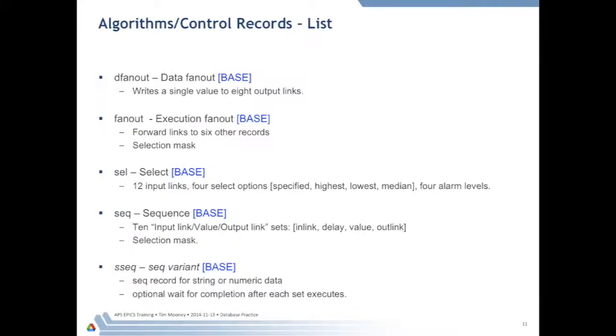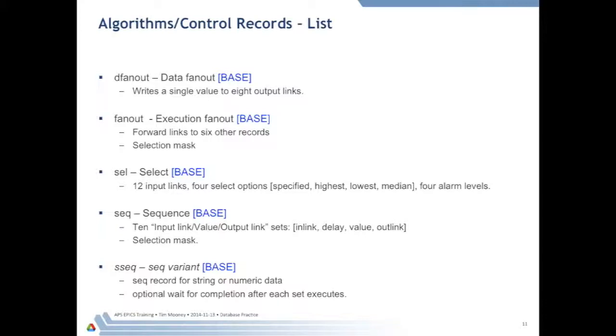A D fan out, the purpose of this record is to take a single double precision value and write it to many fields, to many other PVs. And the fan out is similar, but all it does is execute. I don't use the fan out record anymore because I almost always can just use the D fan out for the same purpose, and I don't have to learn two records.